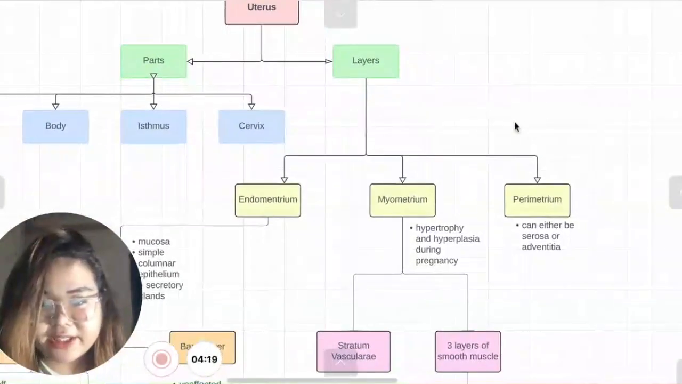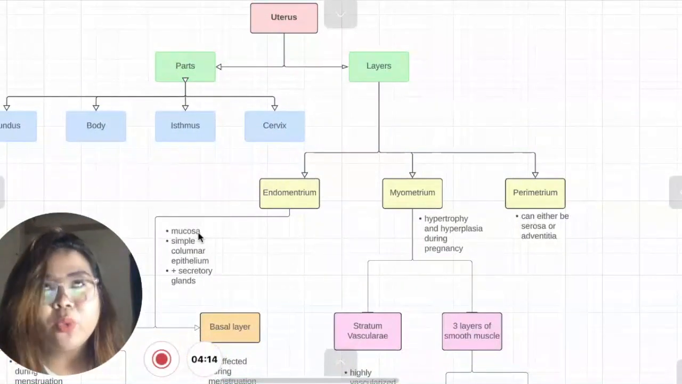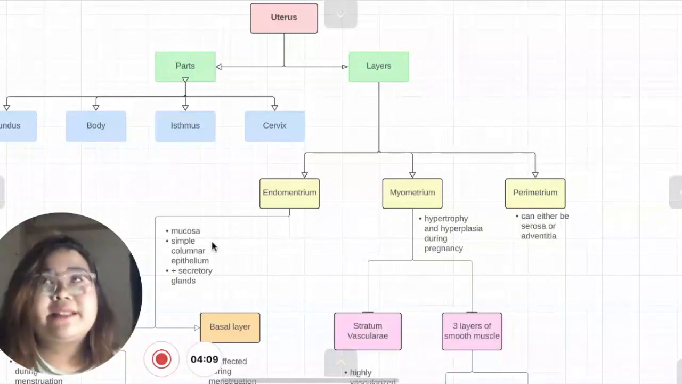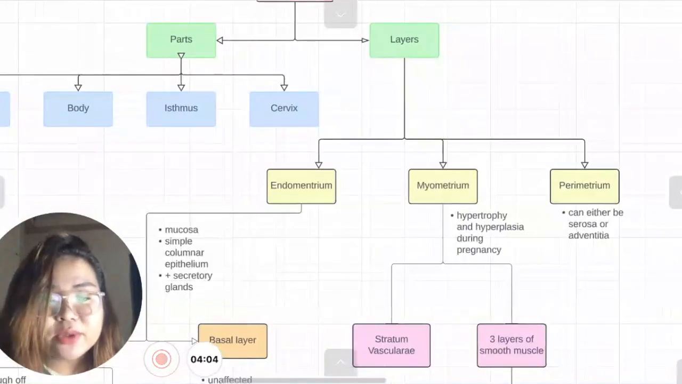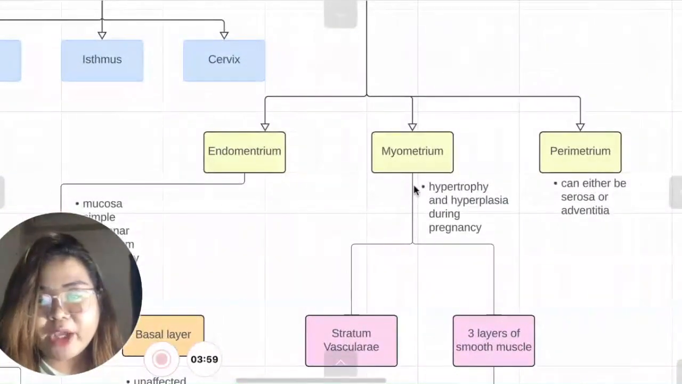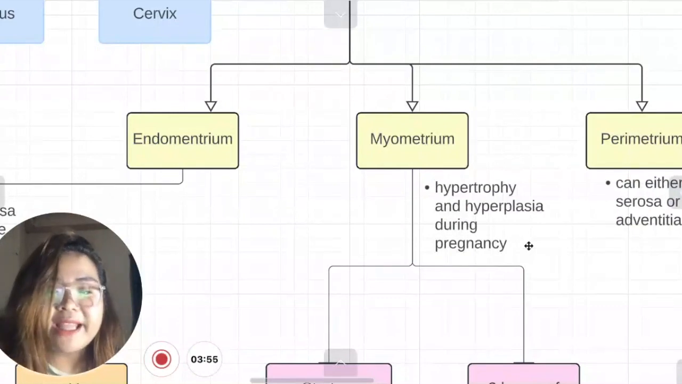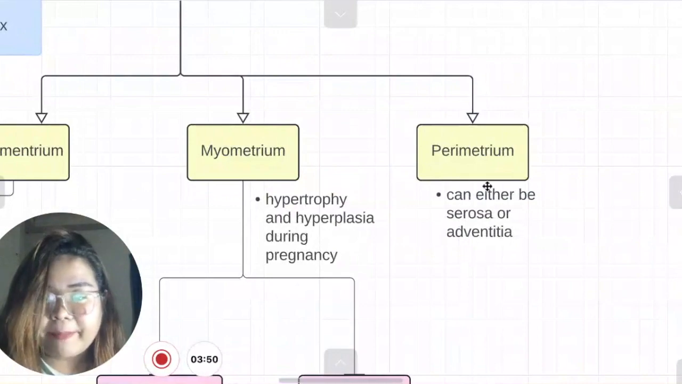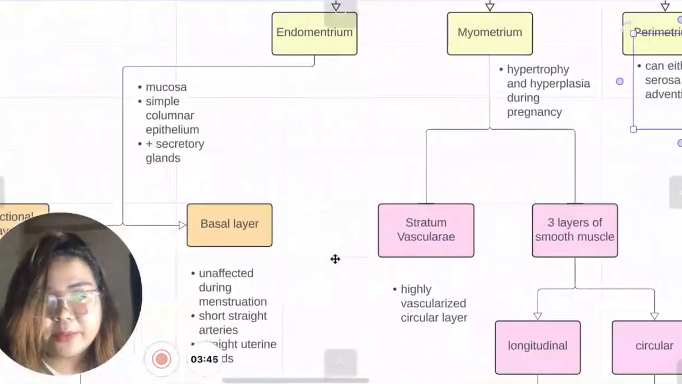Now, for its layers, we have three layers: the endometrium or the mucosa. So, what is the epithelium of the endometrium? It is simple columnar epithelium, just like in the SI or small intestines. And there's also presence of secretory glands over here. Now, how about for the myometrium? So, it involves hypertrophy and hyperplasia during pregnancy. Now, how about for the perimetrium? It can either be serosa or adventitia.